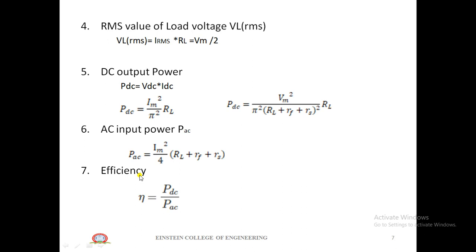Next is the efficiency. Efficiency is defined as the ratio of DC output power to the AC input power. It is found in the 5th and 6th equations. Substituting that, we get the value 0.406. Okay, the value is 0.406.